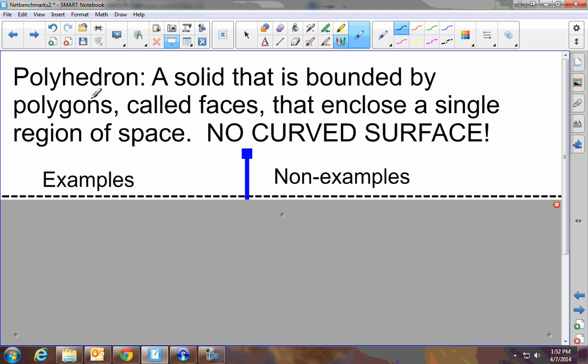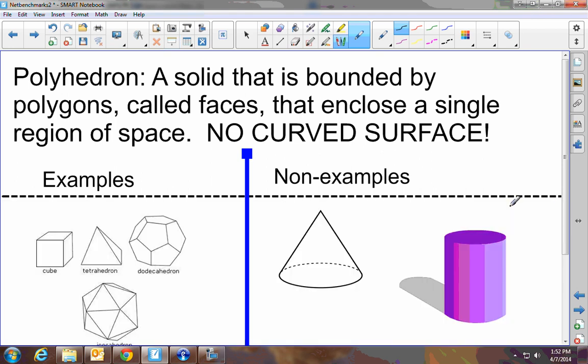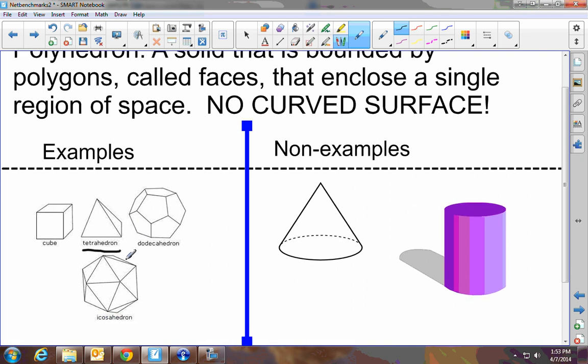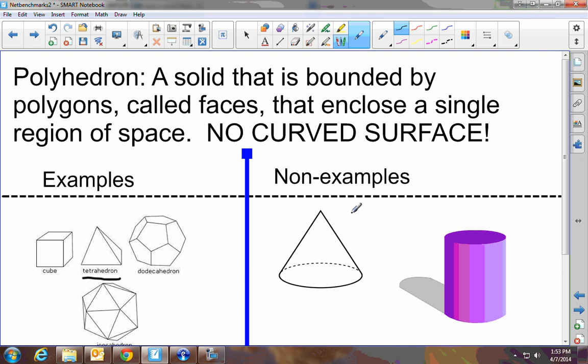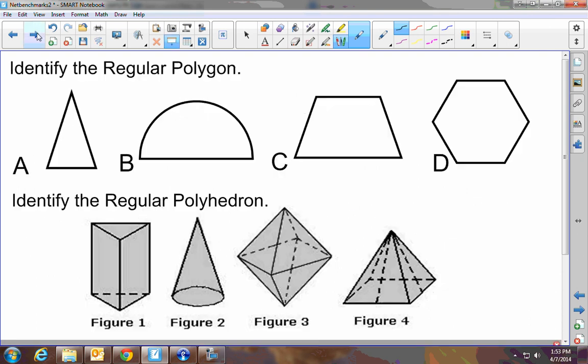All right, polyhedron. This would be a good spot to pause and write down a little definition. A solid that is bounded by polygons, called faces, that enclose a single region of space. No curved surfaces. So polyhedra never have curved surfaces. Here's some examples. A cube is one. A tetrahedron, that's just a fancy name for a triangular pyramid. Dodecahedron, if you remember, dodeca means 12, so there'll be 12 surfaces on there. And there's some other ones, and icosahedron. These over here are not because they have curved surfaces. Okay?